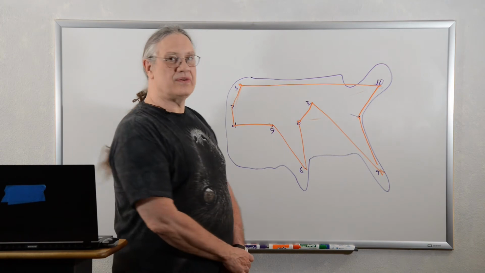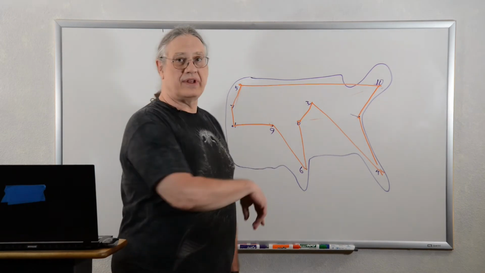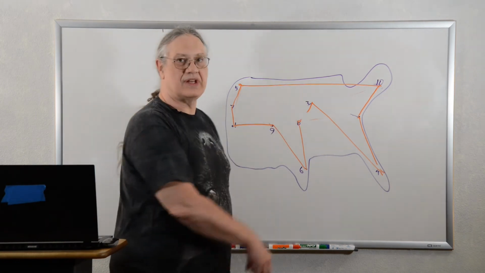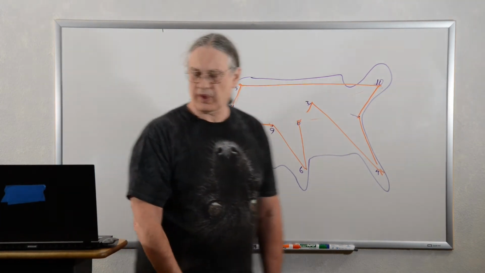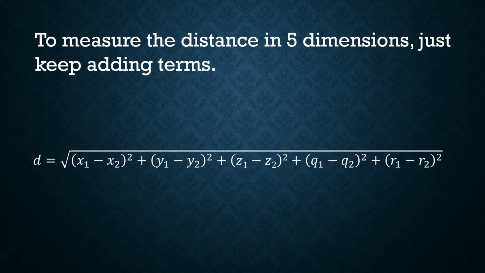Now, how do you find the shortest path in 5 dimensions? Here, we use the Pythagorean theorem to figure out the distance between each city. In 5 dimensions, we still use the Pythagorean theorem. So in 2 dimensions, the distance between 2 cities is the difference in their x locations squared plus the difference in their y locations squared. In 5 dimensions, we just use the difference in x, the difference in y, the difference in z, and if q and r are the 4th and 5th dimensions, the difference in q and r.